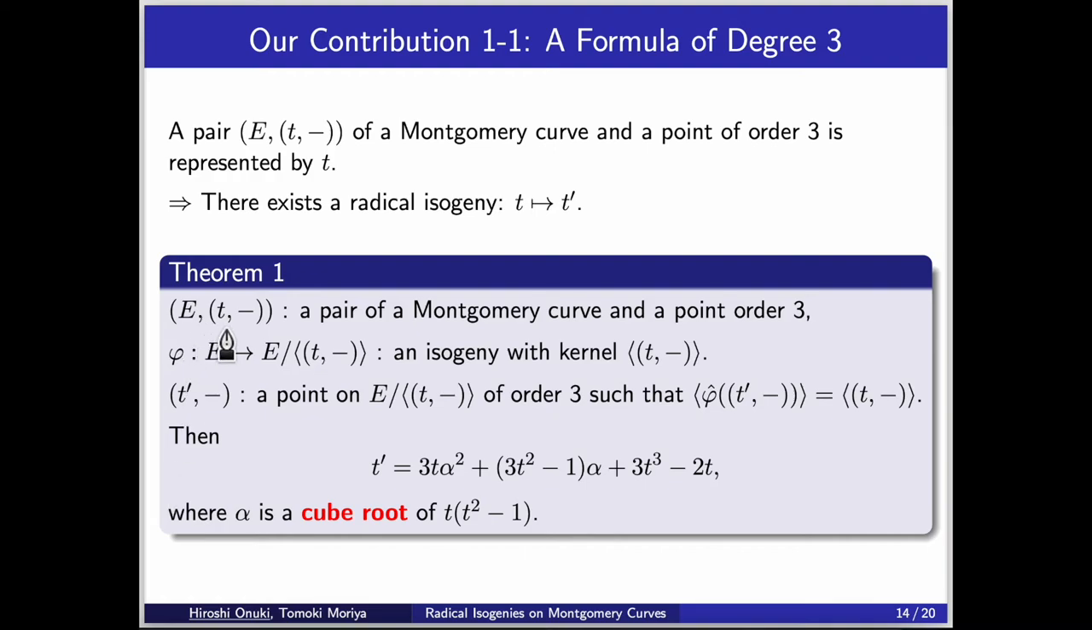Let E_t be a pair of a Montgomery curve and a point of order 3 on it, and phi be an isogeny with kernel generated by a point of x-coordinate t. Let t' be the x-coordinate of a point of order 3 on the codomain of phi that satisfies this condition. Remember that this condition comes from the direction of the isogeny with kernel generated by a point of x-coordinate t'. Then t' is computed by this, where alpha is a cube root of this.